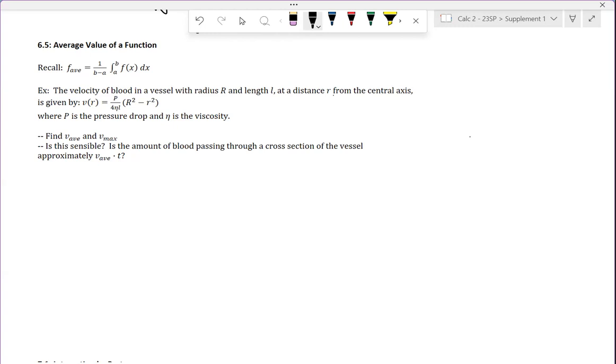Okay, so what do we have? This P over 4 eta L, it's just some constant. So that's not going to play too big of a role. It's just going to kind of come along for the ride. But really what we have here is a region like this representing blood flow. So if we think of our vessel as kind of being roughly cylindrical in shape, we have flow like this.